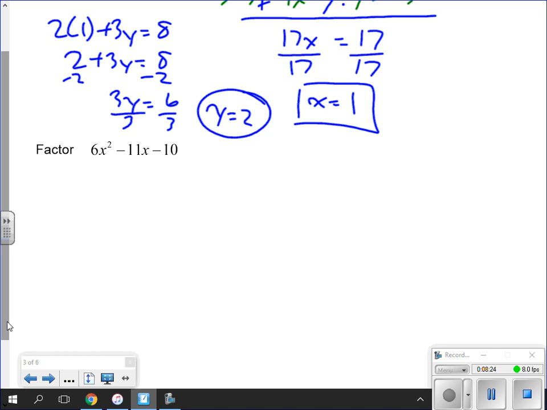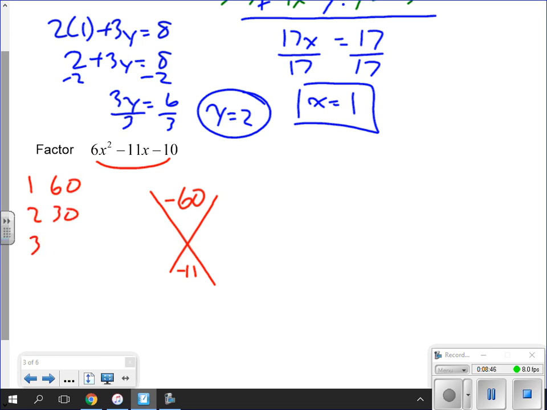Next one, factor. Set up the big X. The number in the top, I multiply the two outside ones. 6 times negative 10 is negative 60. The bottom one is the number in the middle, negative 11. Two numbers that multiply to give me negative 60 and add to give me negative 11. My choices are 1 and 60, 2 and 30, 3 and 20, 4 and 15. That looks promising. 5 and 12, and 6 and 10.